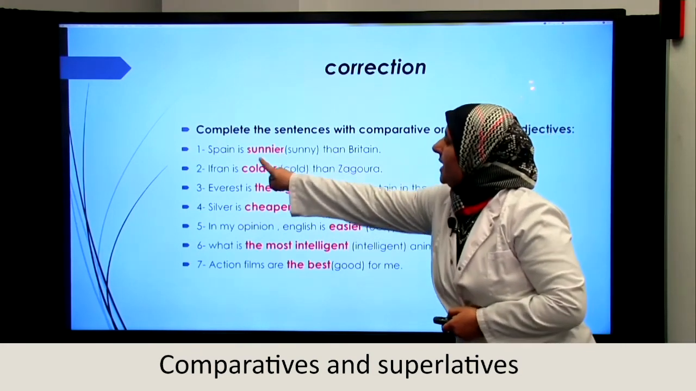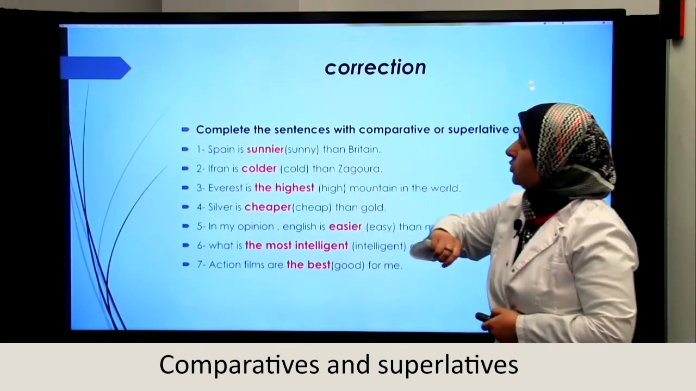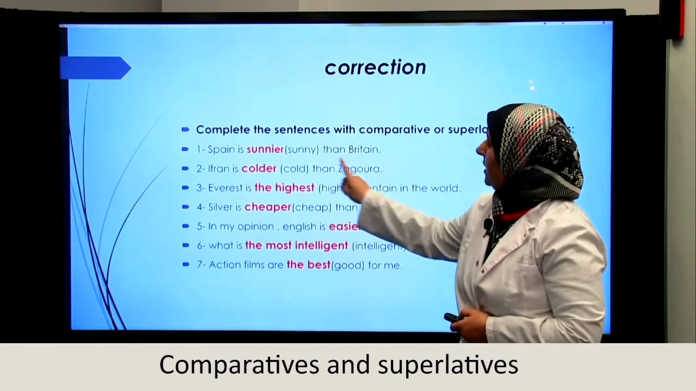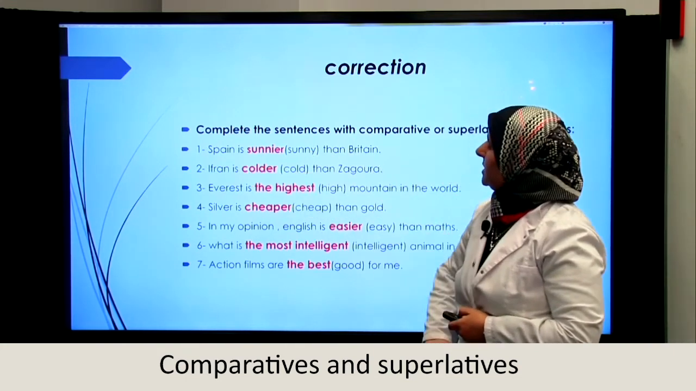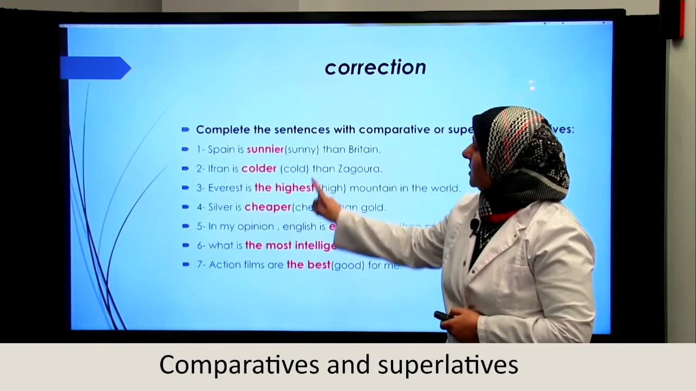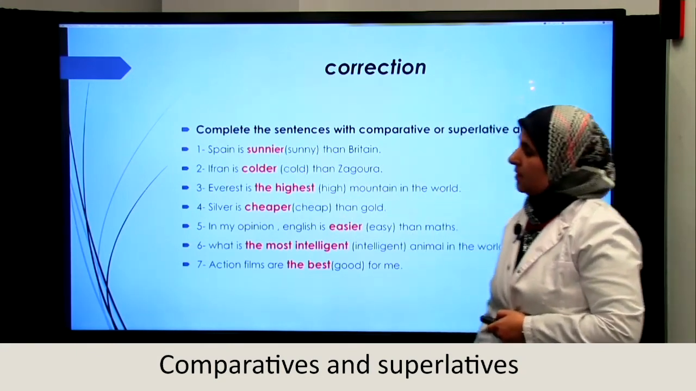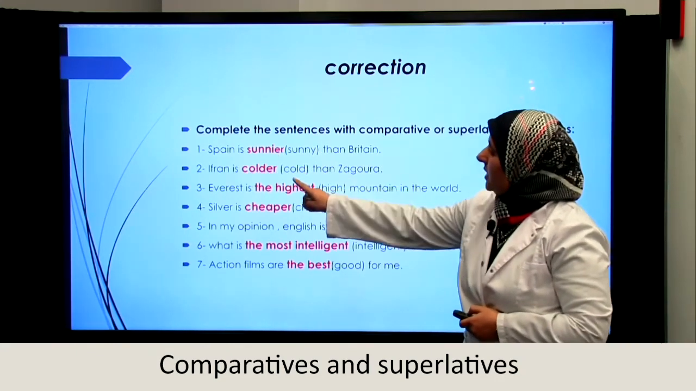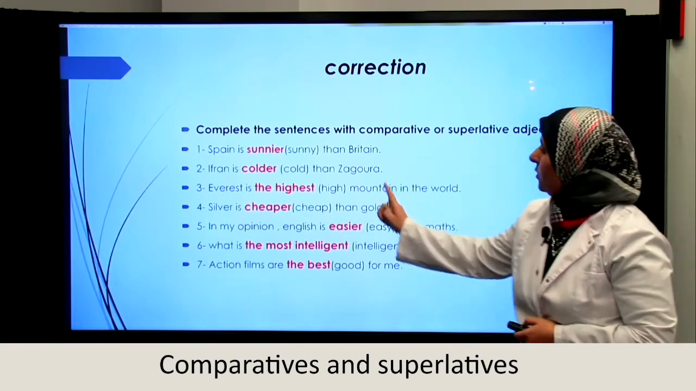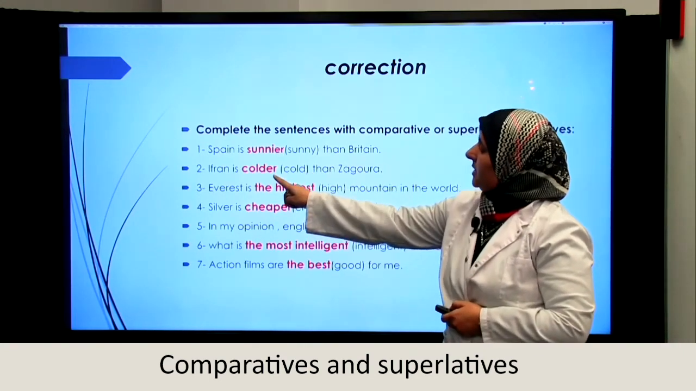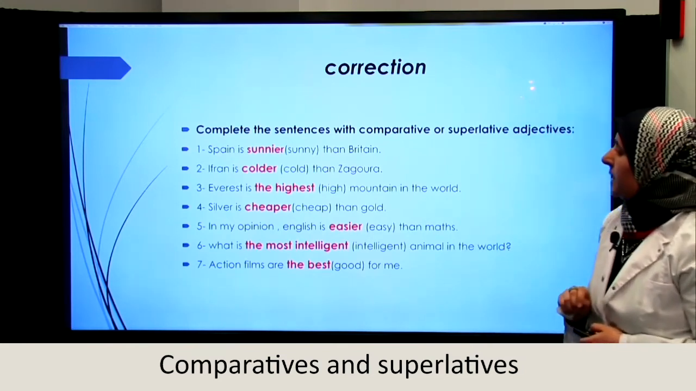Spain is sunnier. So here we have sunny. Sunny is a short adjective. And then we are comparing Spain to Britain. And here we have a Y. So we can change the Y to an I plus ER. Number 2, Ifran is colder than Zagora. Of course, comparing here two cities. And the adjective is a short adjective.